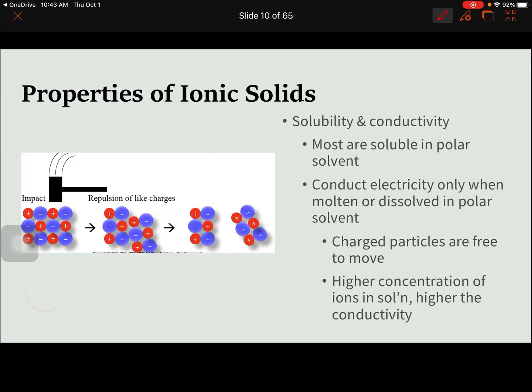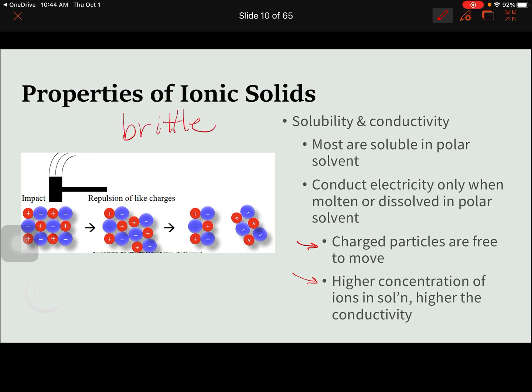Most ionic substances are solid. For properties, most are soluble in polar solvents. They conduct electricity. This is, again, kind of reiterated, only when molten or dissolved in a polar solvent. This is because the charged particles are free to move, and the higher the concentration of ions in the solution, the higher the conductivity. These tend to be brittle.